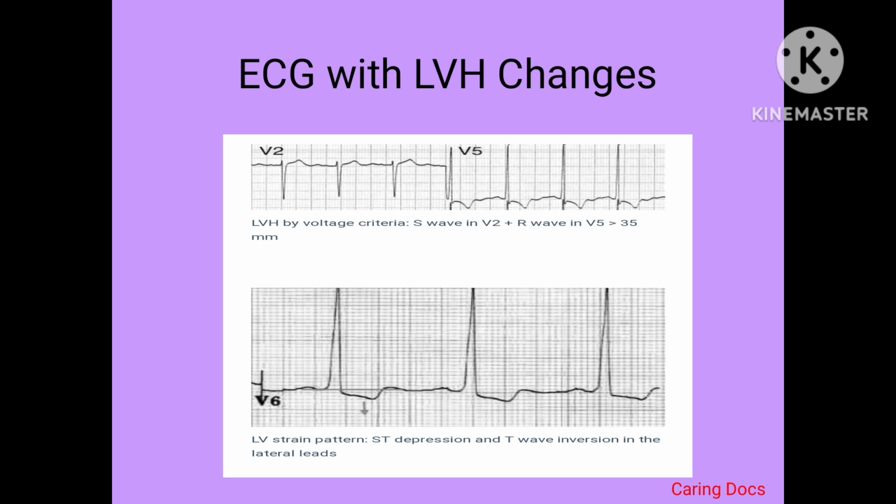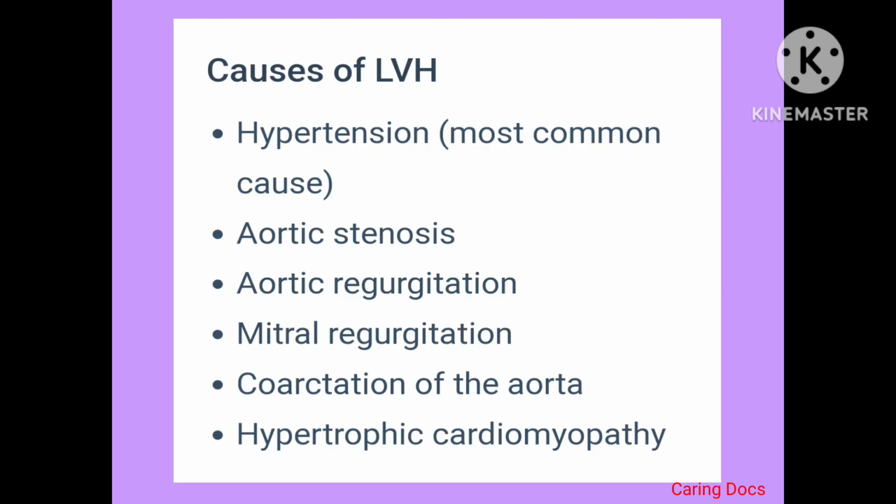In this ECG, we can see that this ECG suggests left ventricular hypertrophic changes. As we can see the voltage criteria, the depth of the S wave in V2, if we add it to the R wave in V5, V6, it is more than 35 mm. And the non-voltage criteria is the LV strain pattern, that is ST depression and T wave inversion in the lateral leads, that is V6. These both voltage and non-voltage criteria together help in the diagnosis of left ventricular hypertrophy.